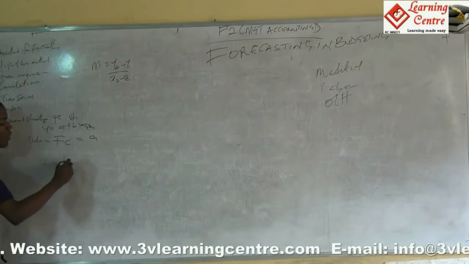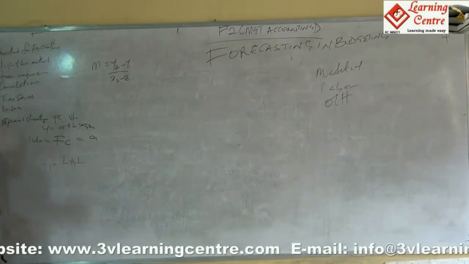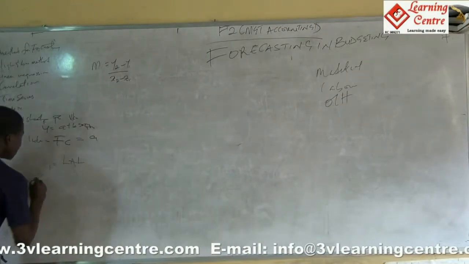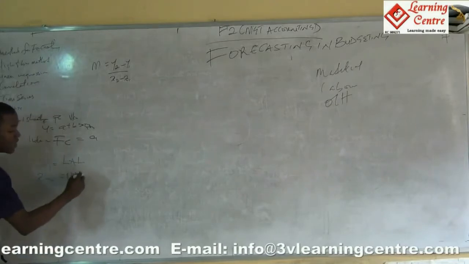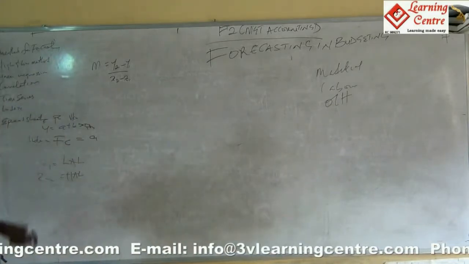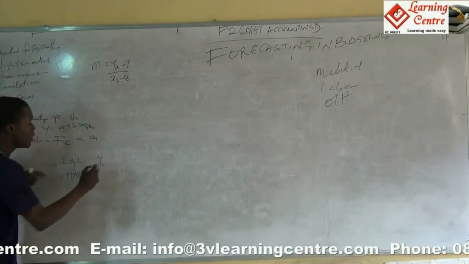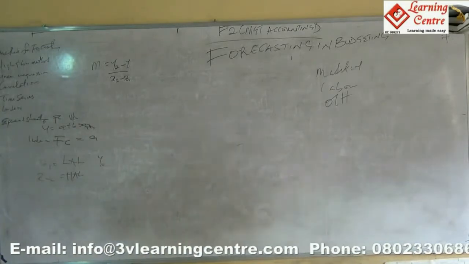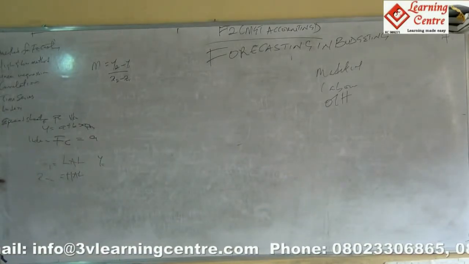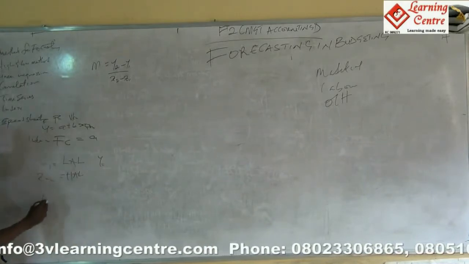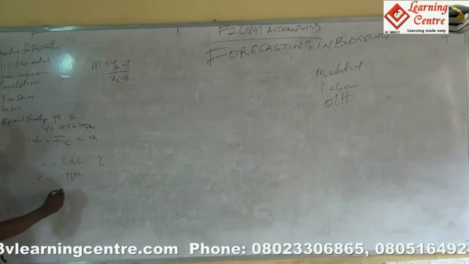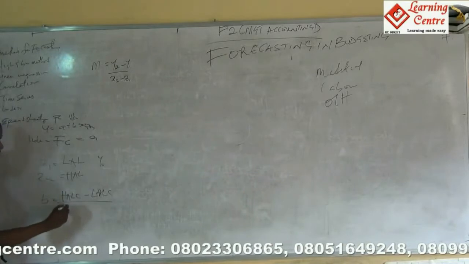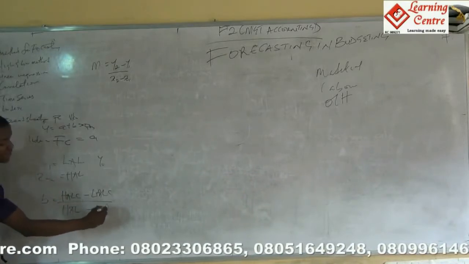So x1 represents the lowest activity level, that is the point where you have the lowest activity level. x2 represents the highest activity level. So y1 would be the cost corresponding to the lowest activity level, and y2 would be the cost corresponding to the highest activity level. Therefore, b, which is the variable cost, which is the gradient, is equal to the highest activity level cost minus the lowest activity level cost, divided by the highest activity level minus the lowest activity level.